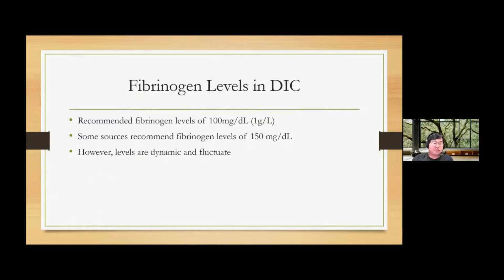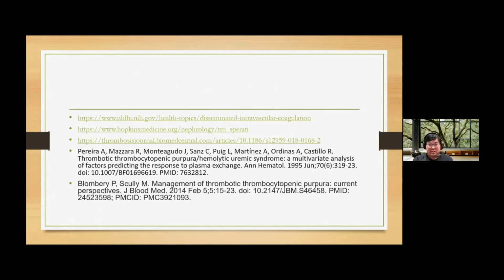So, what's a good level of fibrinogen in DIC? Normally it's recommended to be about 100 milligrams per deciliter, and some sources recommend 150 milligrams per deciliter. But really, from just looking at it, 100 milligrams per deciliter is what the literature usually says. But you have to remember that the levels are dynamic and they fluctuate all the time, because it's constantly being replenished and used up. So you want to just target about 100 milligrams per deciliter. And that is my references for this one.